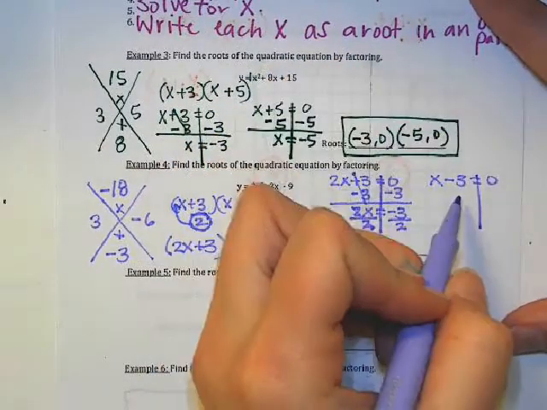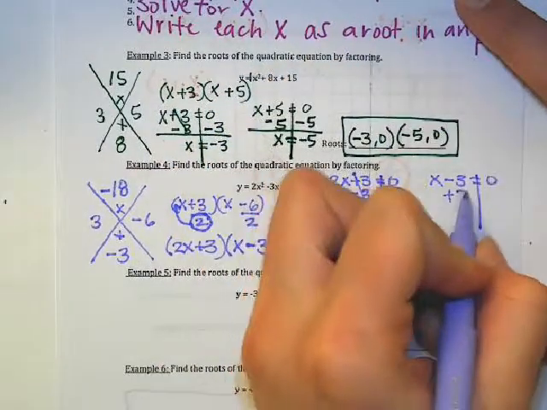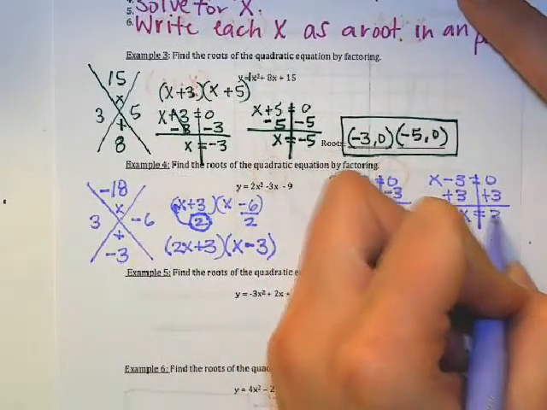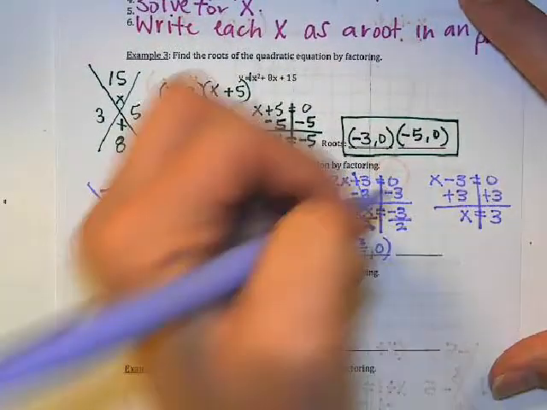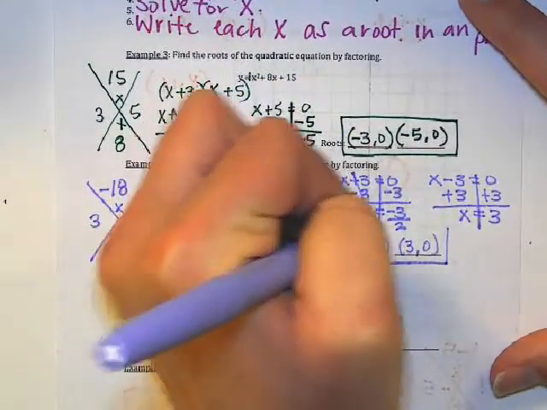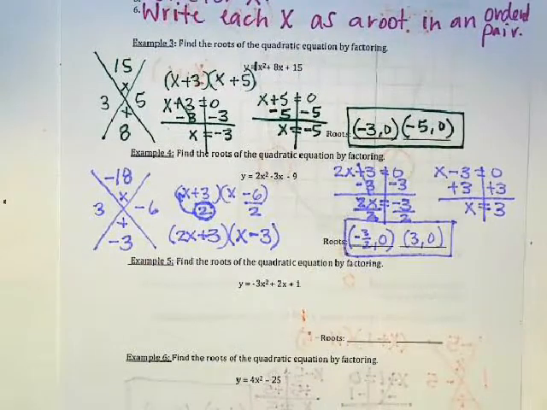All right, solve your next one. How do I get rid of a -3? Plus 3 on each side. X equals 3. X is by itself, so this root is 3, comma 0. Those are my two roots. That's where they cross the x-axis. Questions? Okay, you guys do number 5.